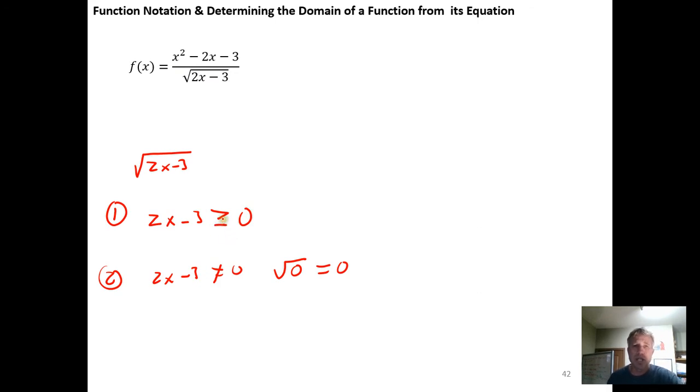Students will forget to take the equal 0 off, and then they're allowing a division by 0 in the function, which we can't do. So we simply say, hey, 2x minus 3 has to be non-negative, so it needs to be greater than or equal to 0. But we need to avoid a 0 in the denominator, so 2x minus 3 has to be strictly greater than 0. And then we solve this for x, so we add 3 to both sides, so we get that 2x has to be greater than 3. And then we divide both sides by 2, so we see that x has to be greater than 3 halves.